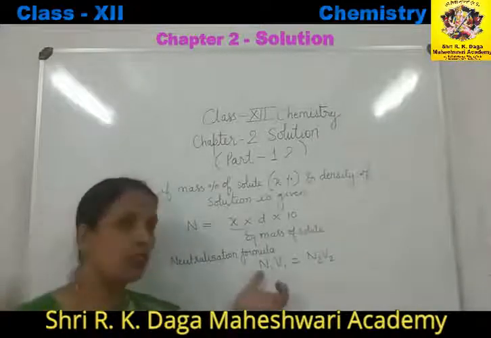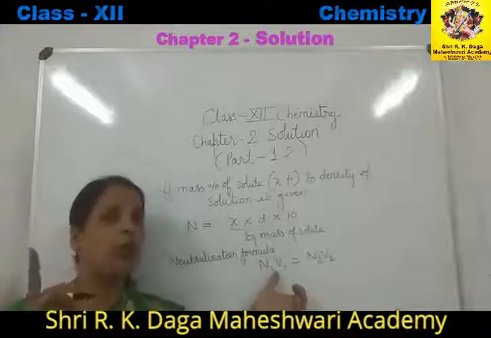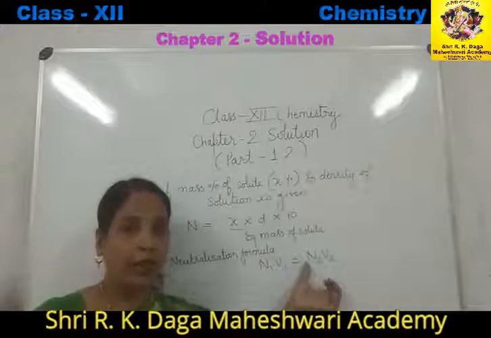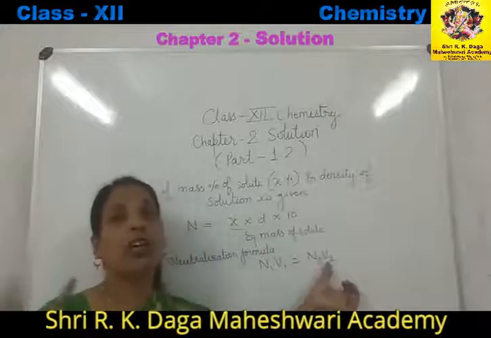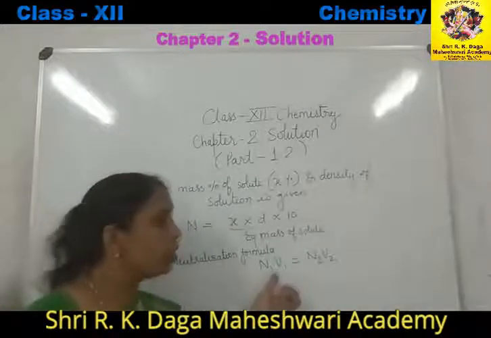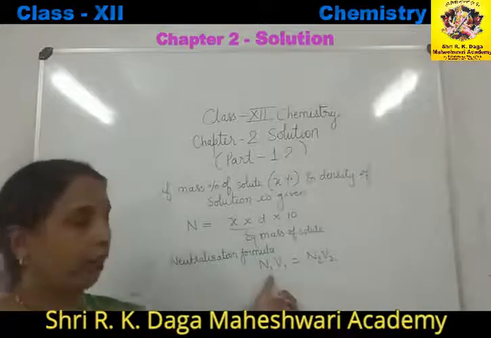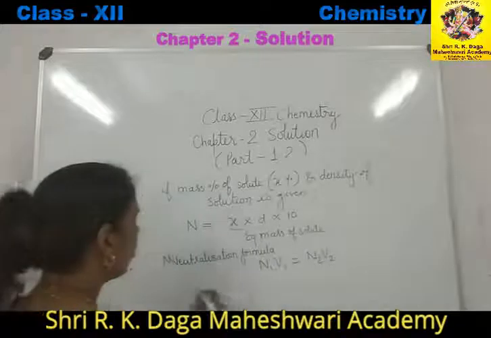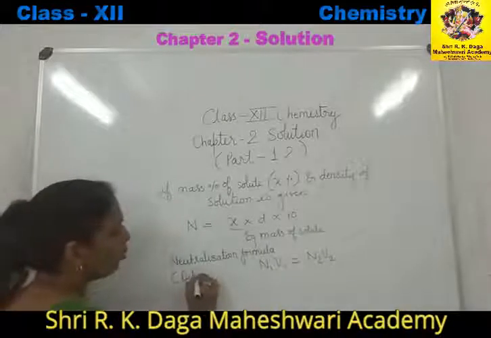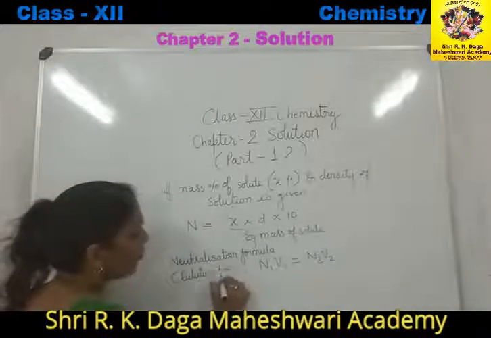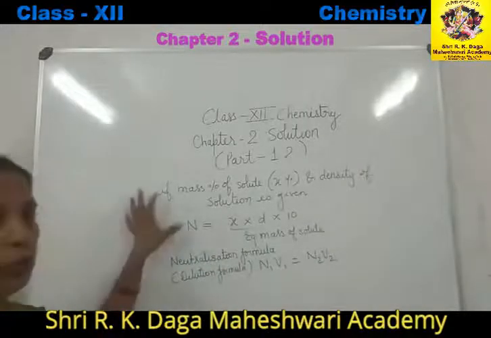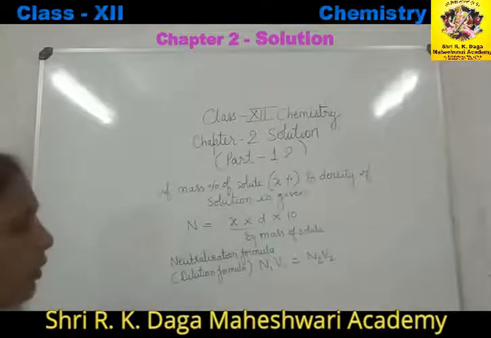So here N1 is the normality of an acid, and V1 will be the volume of that acid, and N2 is the normality which you want to calculate, and V2 will be the volume of the solution by which the first solution is reacting. So this is called the neutralization formula N1 V1 equal to N2 V2. It is also known as dilution formula. So all these are the formulas which are related to the normality of the solution, and with the help of which we can calculate the normality.